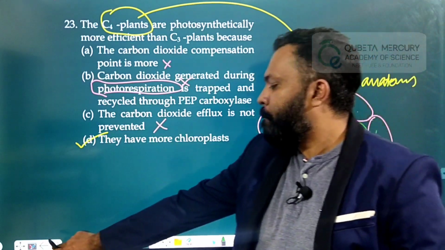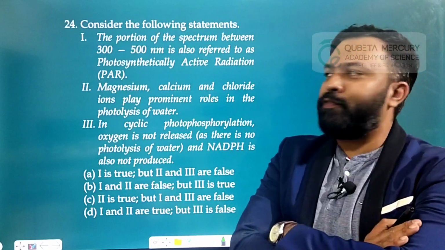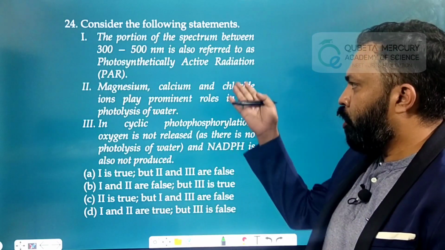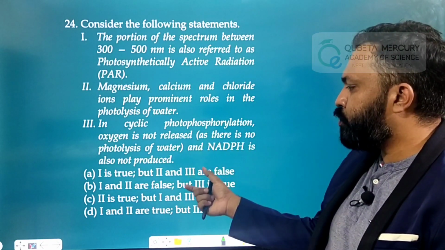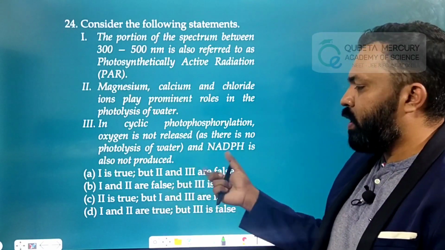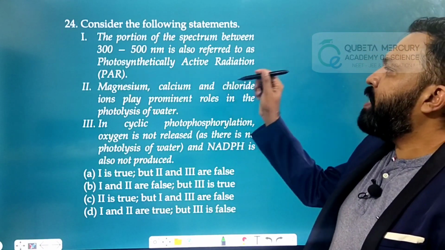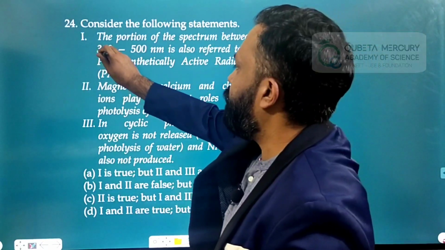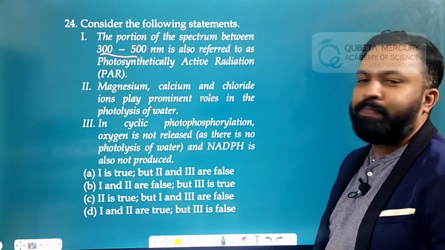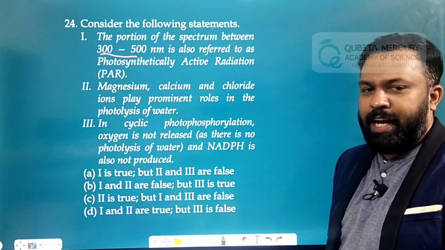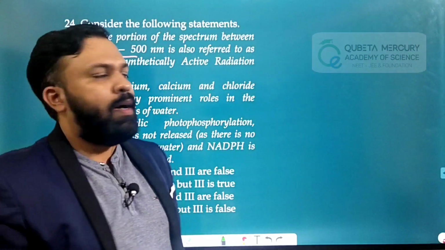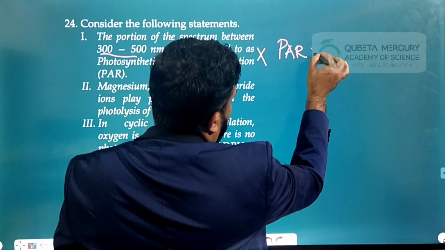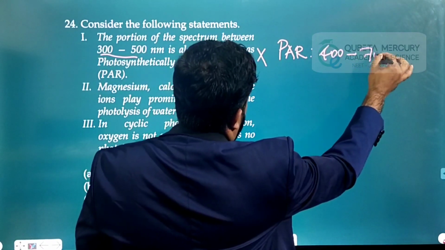That's it. Listen to question number 24. Consider the following statements, and after reading them, you have to choose which statements are true and which are wrong. The portion of the electromagnetic spectrum between 300 and 500 nanometers is also referred to as PAR, photosynthetically active radiation. Is it right or wrong? It's a wrong statement, because PAR ranges from 400 to 700 nanometers.